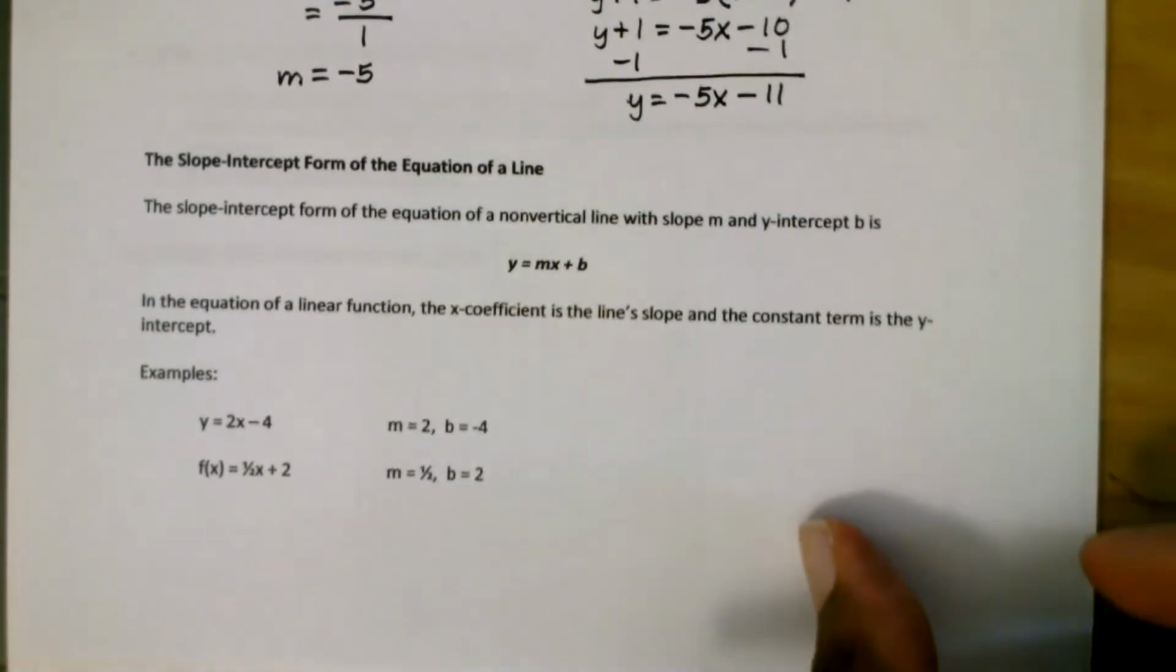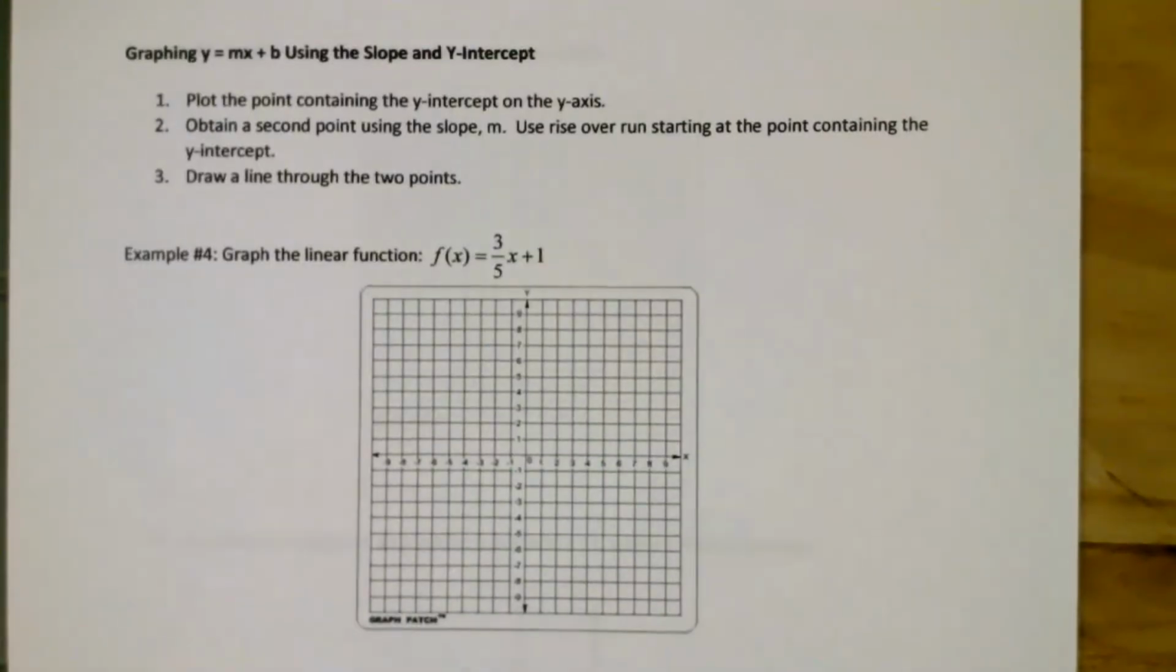Okay. Now let's talk about how to graph an equation that's written in slope-intercept form, y equals mx plus b, using the slope and the y-intercept. Okay. And here's the procedure for doing that. Number one, you want to plot the point containing the y-intercept on the y-axis. That would be your first step.